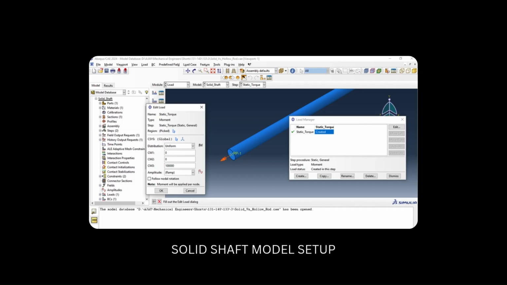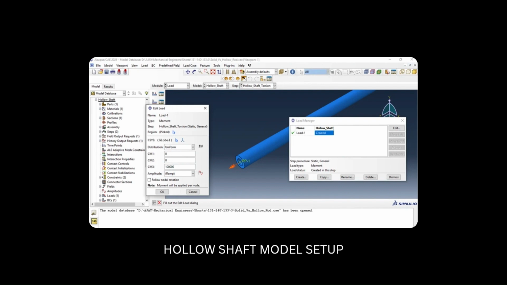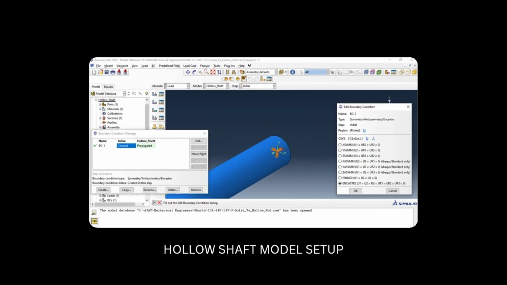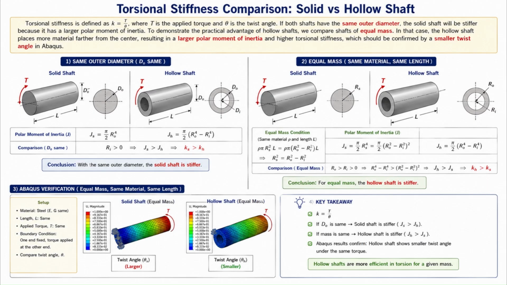I will create two Abaqus models subjected to identical torque and boundary conditions, extract the angular displacement at the loaded end and calculate the torsional stiffness as K equal to tau by theta. If both the shafts have the same outer diameter, the solid shaft will be stiffer because it has a larger polar moment of inertia. To demonstrate the practical advantage of hollow shafts, I would compare the shafts of equal mass.